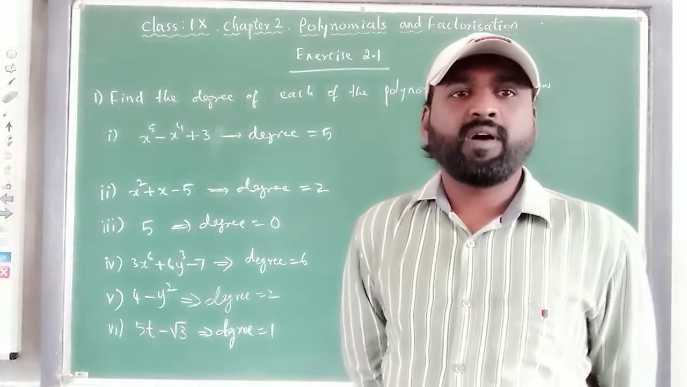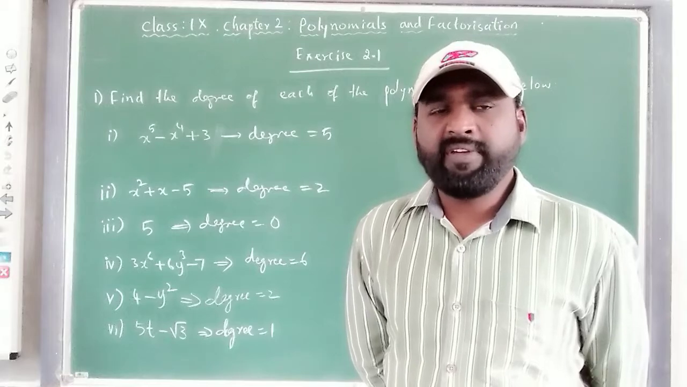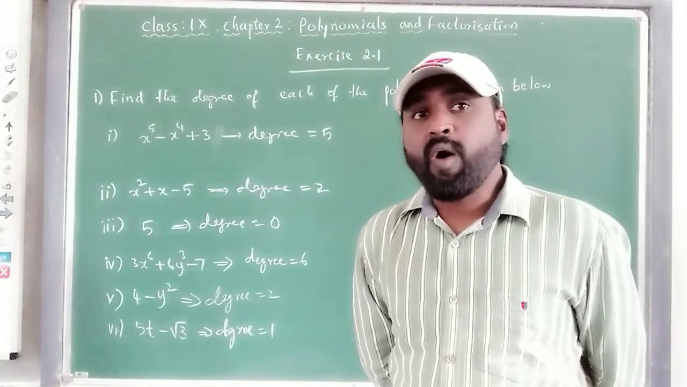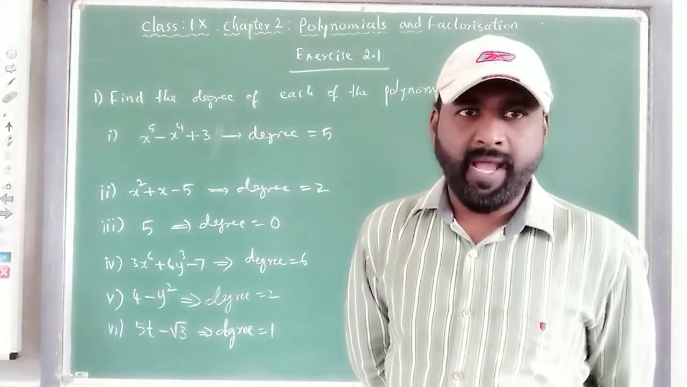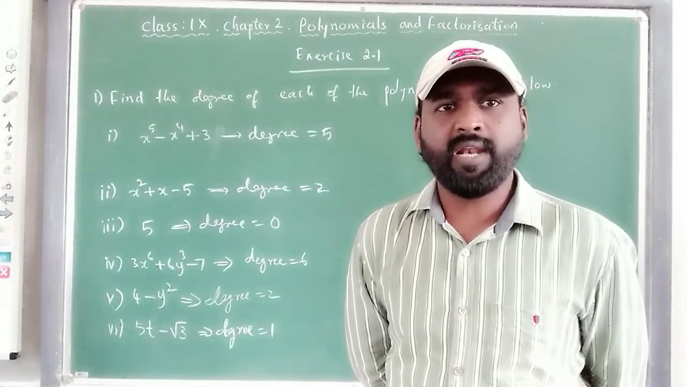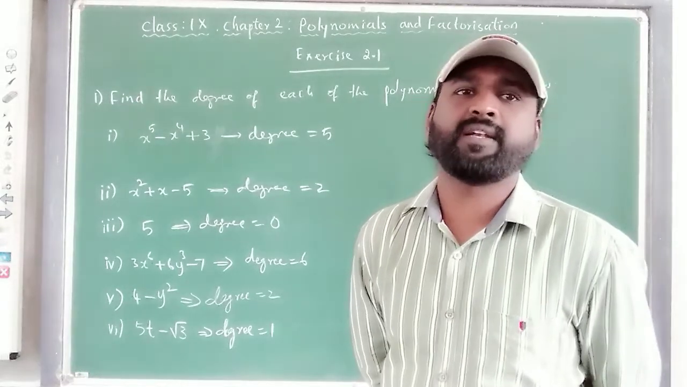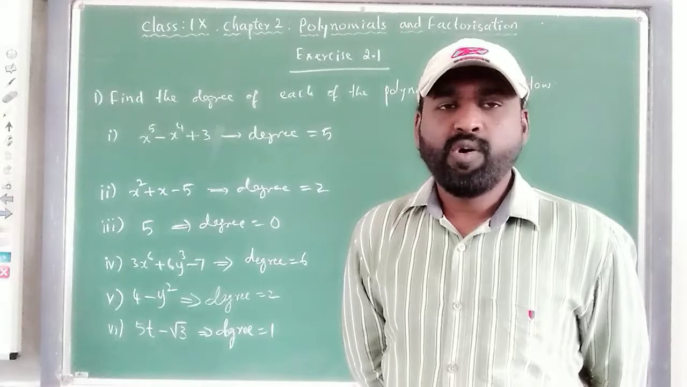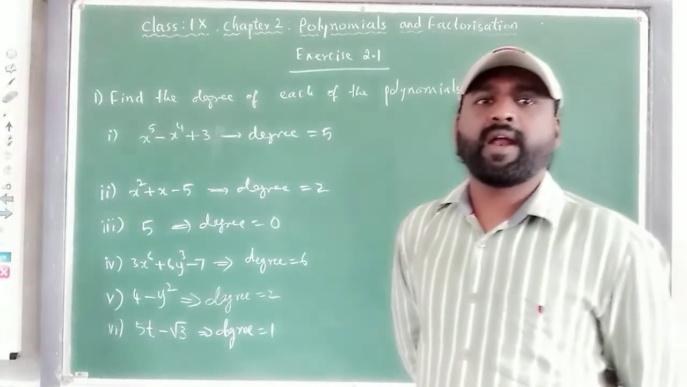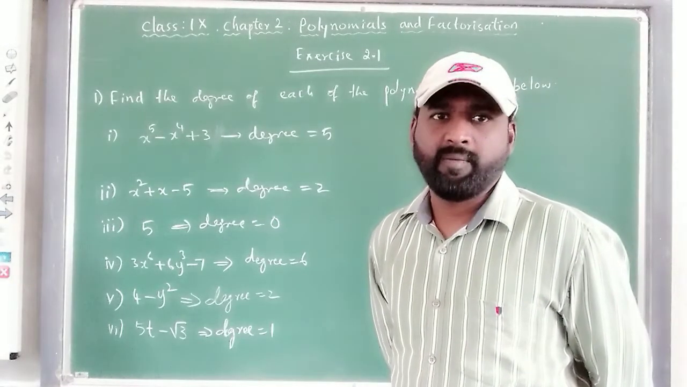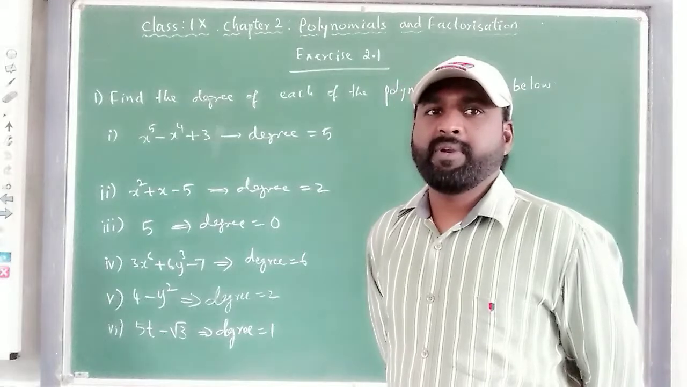Given, we have to observe all the terms, whatever the variables are involved in it, and what are their exponents. The highest exponent value only becomes the degree of that entire polynomial. Hope you all understood how to write the degree of a polynomial. Let us see second bit of this exercise.